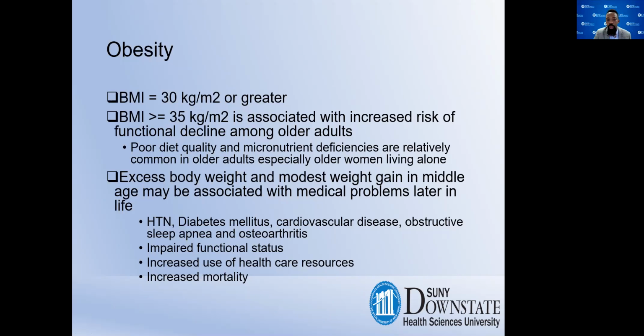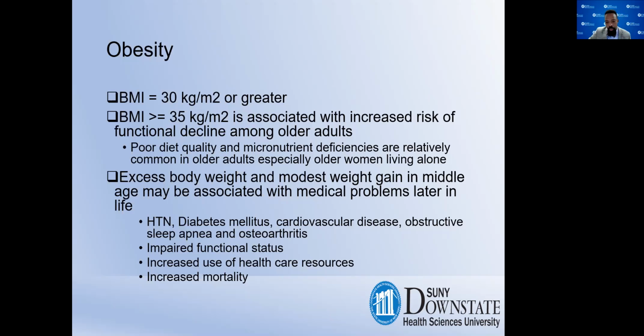And so excessive body weight and even modest body weight. So what we do when we're younger, right? So body weight gain in middle age, it is associated with or it correlates with medical problems later in life. So it's good to start advising even our younger adult patients to be mindful of their weight, because there's an association between obesity and hypertension, diabetes, heart disease, even sleep apnea, certain forms of cancers, and osteodegenerative arthritis, right? Obesity is associated with impaired functional decline.